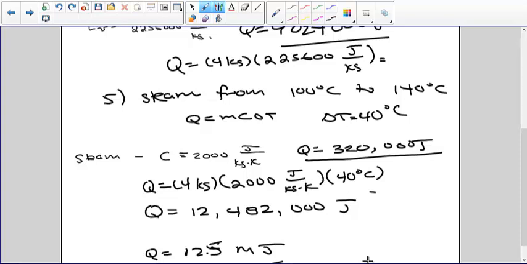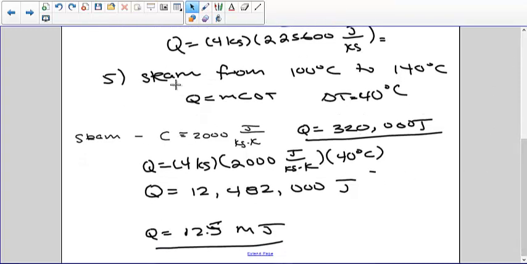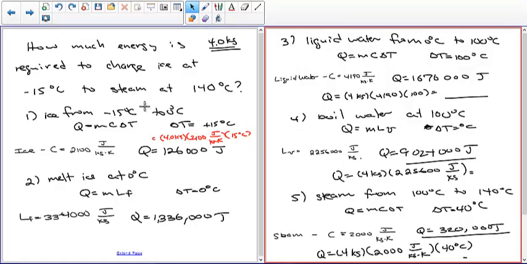But a joule is not that much energy. Okay, so that's pretty much all you have to do. I'm sure there's a homework problem that does something like that. I put this on the test.